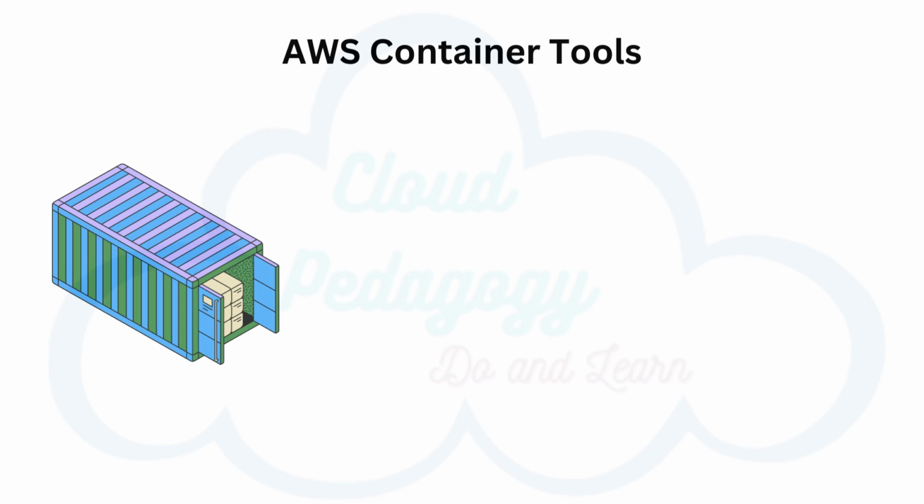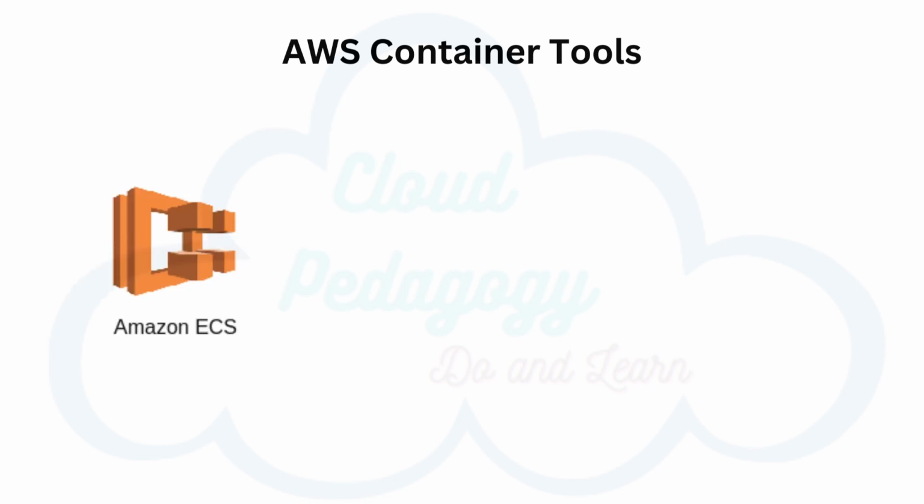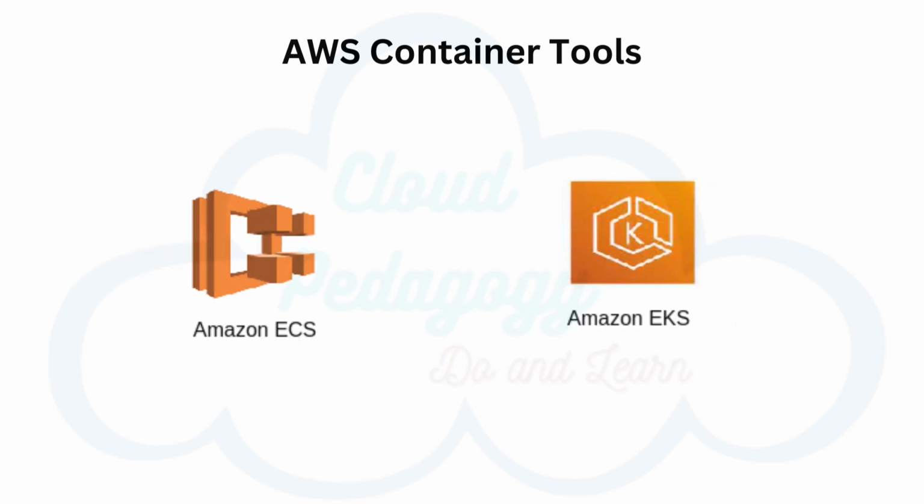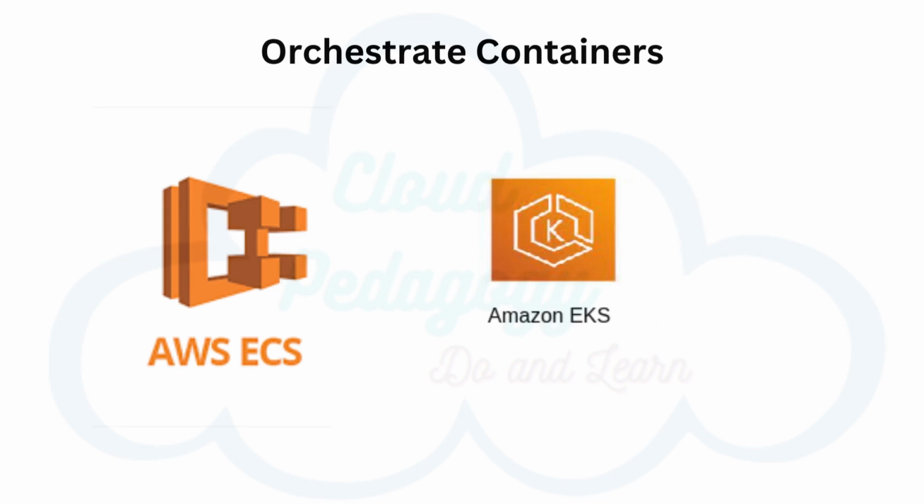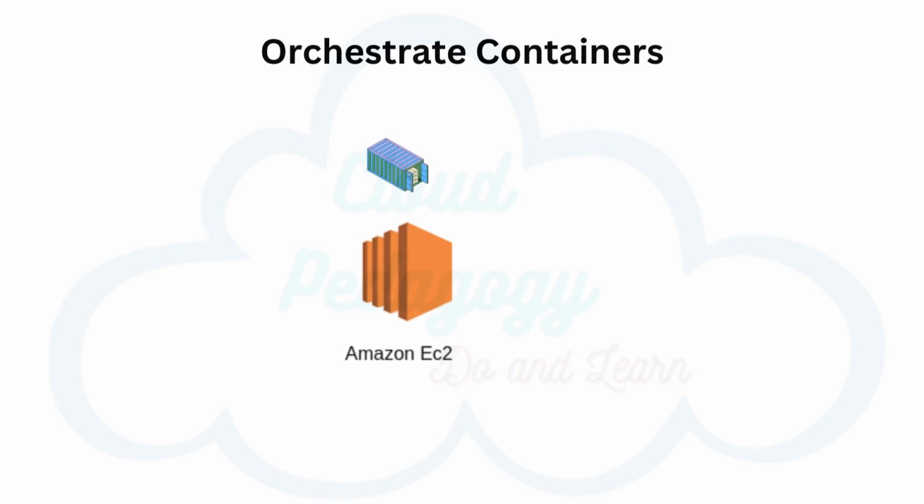AWS offers container services like Amazon Elastic Container Service, otherwise known as ECS, or Amazon Elastic Kubernetes Service, otherwise known as EKS. Both of these services are container orchestration tools. Again, what is it to orchestrate containers? In AWS, containers run on EC2 instances. For example, you may have a large instance and run a few containers on that instance. While running one instance is easy to manage, it lacks high availability and scalability.